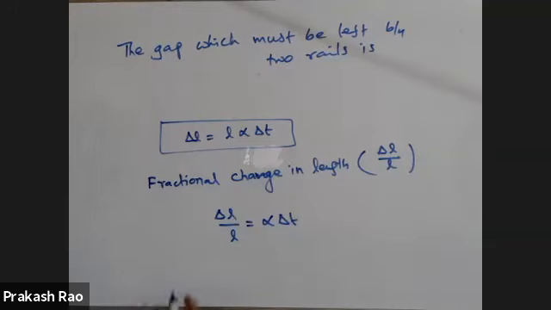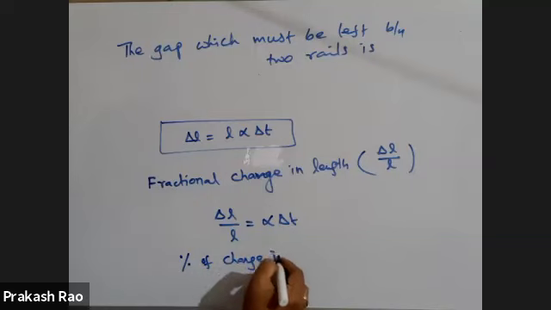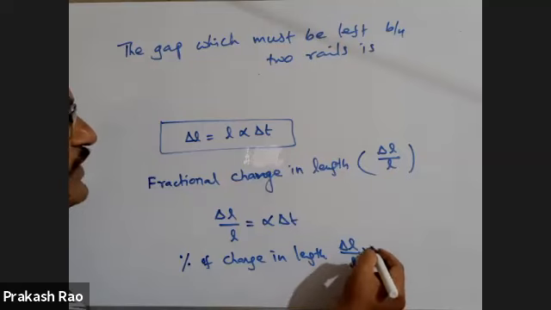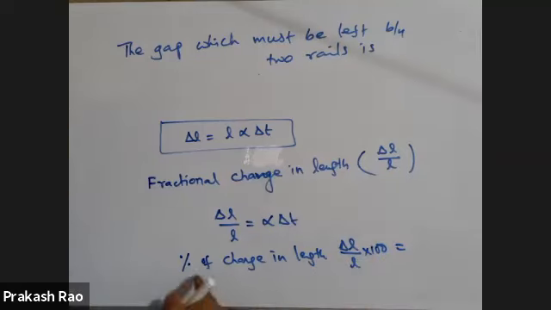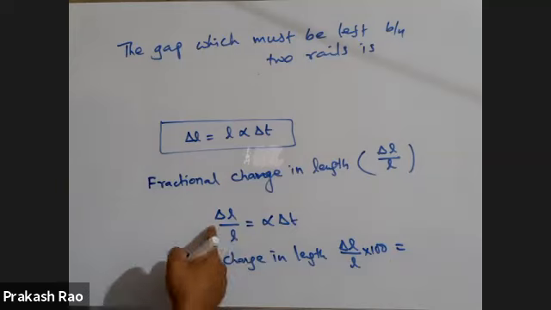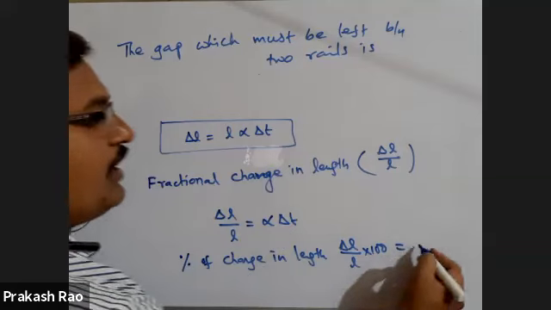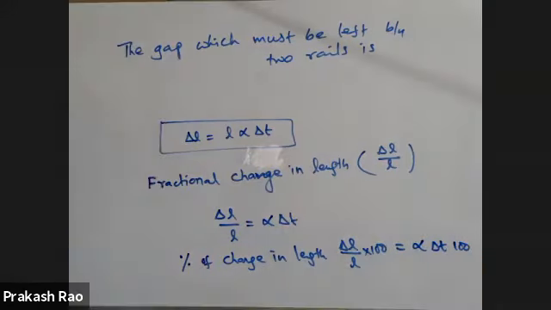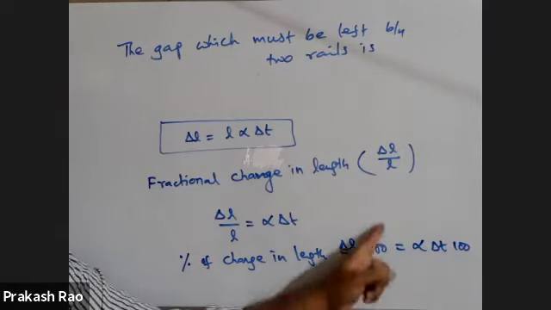Next, percentage of change in length. Fractional change in length into 100 is called the percentage of change in length. You multiply both sides with 100. Delta L by L into 100 is equal to alpha into delta T into 100. This is the percentage of change in length.